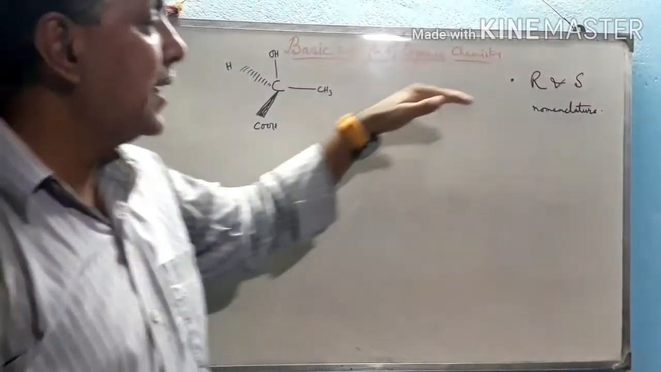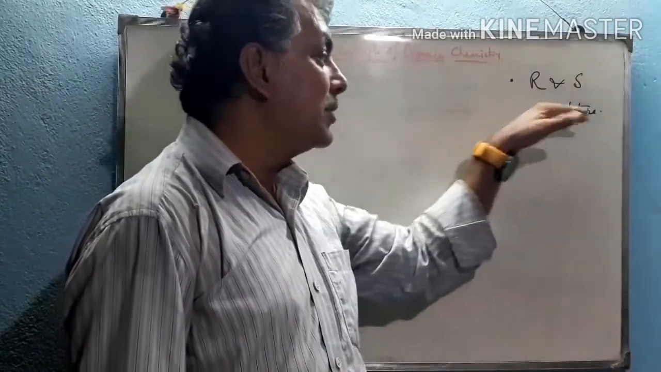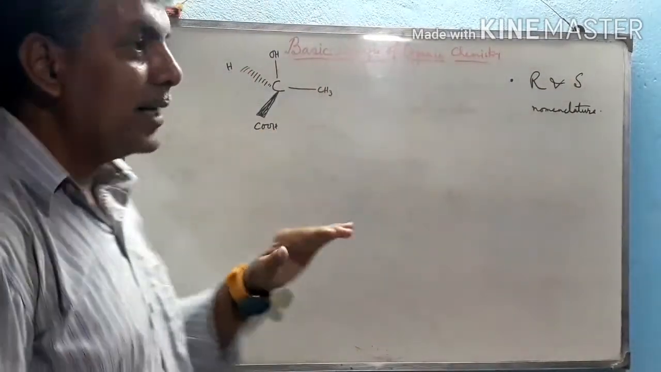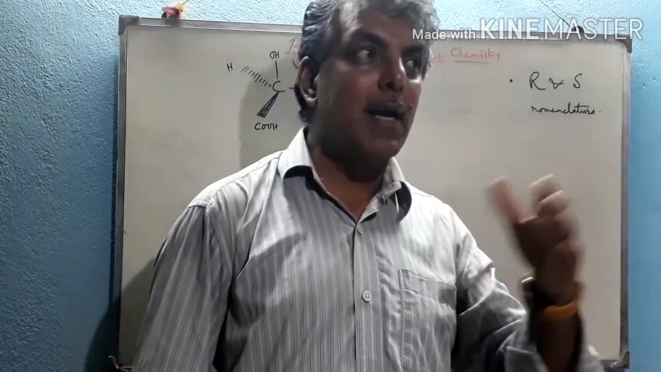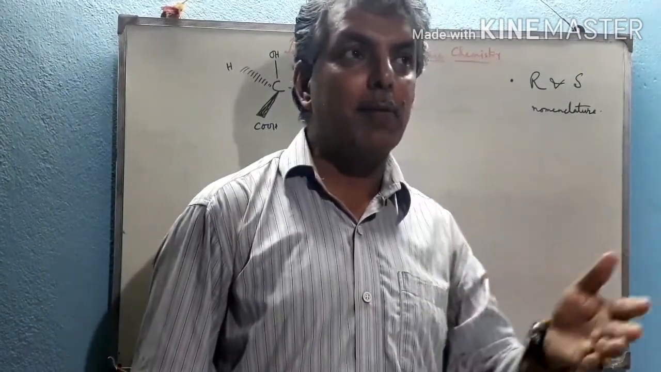Now I am discussing the last point. Today's last point is the R and S nomenclature. What is R and S nomenclature? Because of optical activity, one rotates the plane towards the right, known as dextro, and the other towards the left, known as levo.